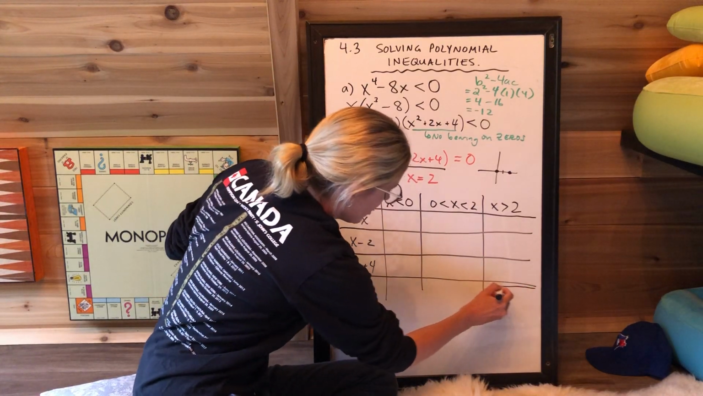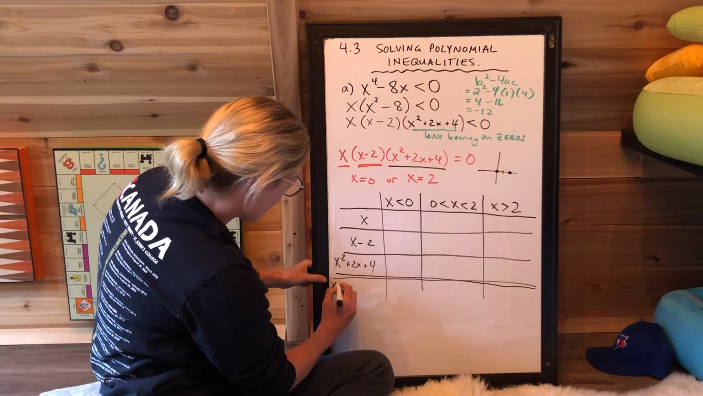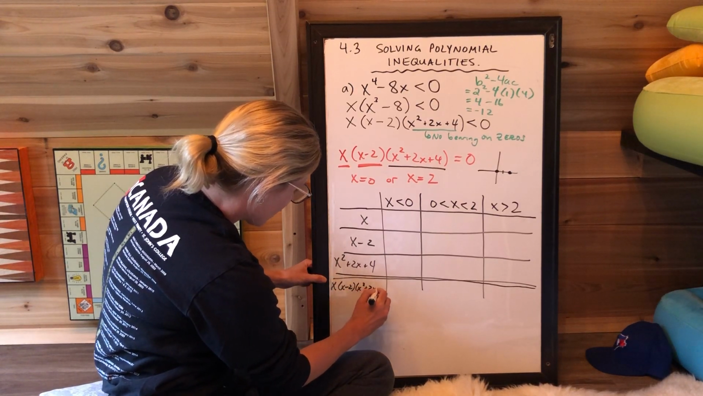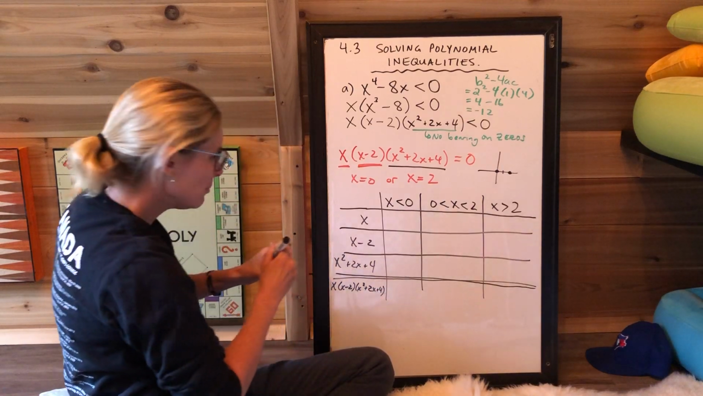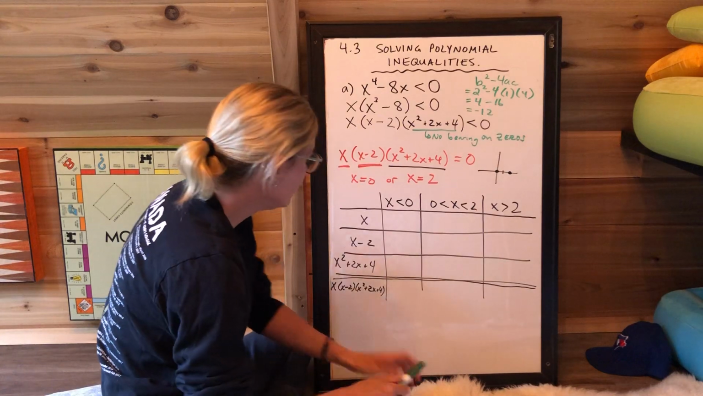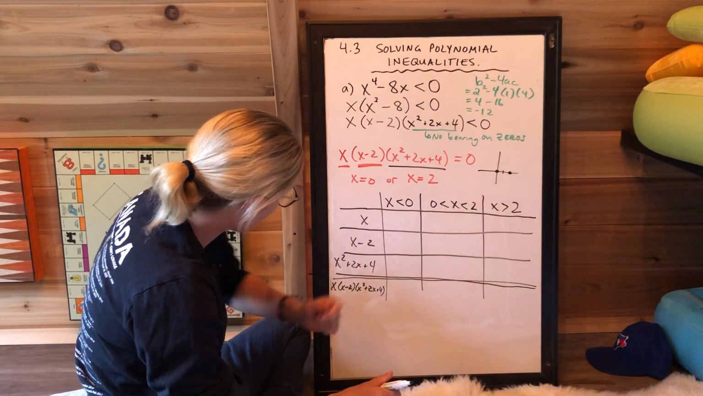Then I like to put a double line to remind myself this is where I have to multiply. And then these are all the parts: x minus 2, x squared plus 2x plus 4. Again, you just pick values and then go about looking at whether it's going to be positive or negative.